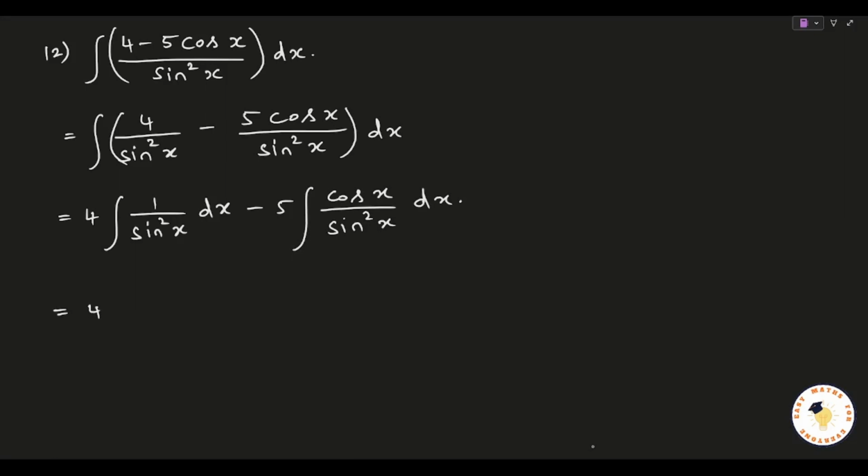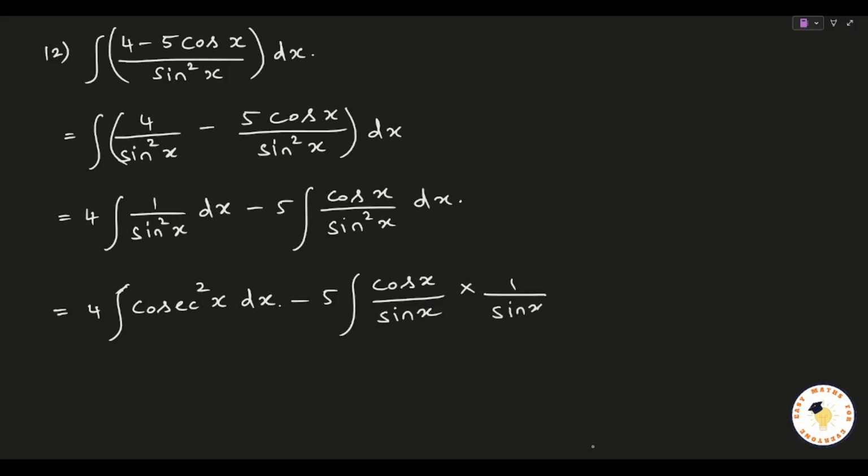Simplifying further, we get this is equal to 4 into integral of 1 by sin square, which will become cosecant square x dx, right? Minus 5 integral of, we are going to split this into two terms further, like cos x by sin x into 1 by sin x into dx. Simplifying further, we get 4 times integral cosecant square x dx minus 5 integral cos x by sin x will become cot x, 1 by sin x will become cosecant x. So these two can be written as cosecant x cot x dx.